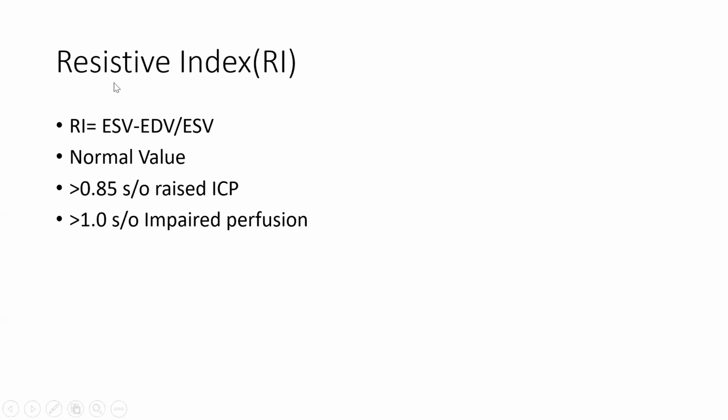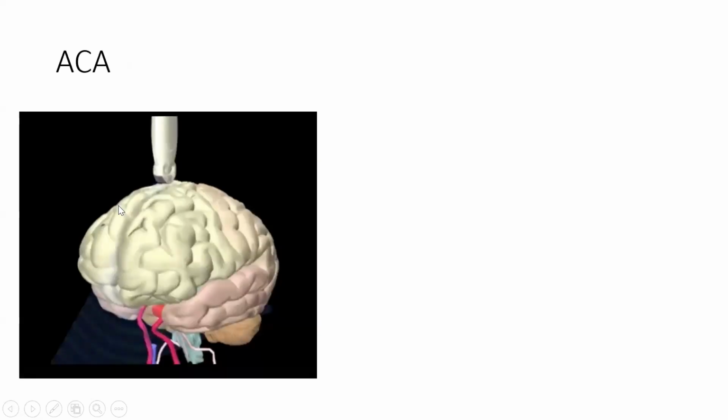It is almost the same as the resistive index. The only difference is that it is peak systolic velocity minus end diastolic velocity divided by mean velocity. But there is limited data for that one. So people usually use the RI, which is a very good parameter to assess early intracranial pressure. The normal value would be 0.6 to 0.7. If it is more than 0.85, that is your raised ICP. If it is more than 1, that is impaired perfusion. So how will you assess?